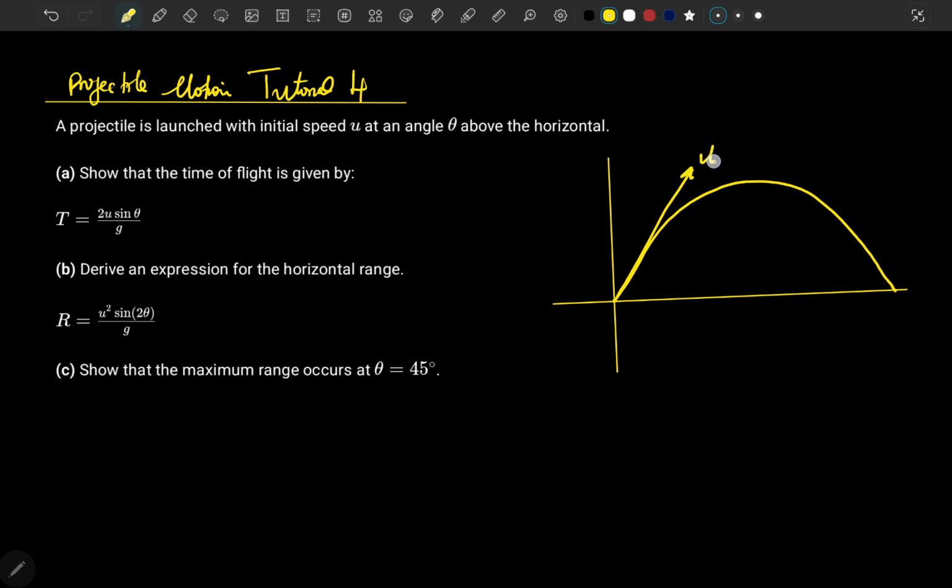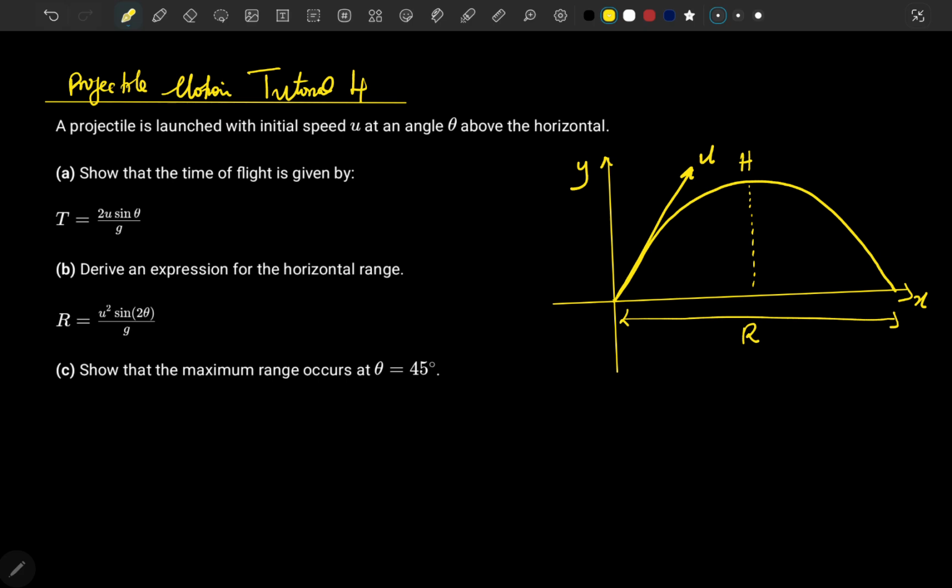So this is our velocity. We have y there and x there. Of course, at this particular point we have our maximum height, and the distance from there to there is the range. Okay, now they're saying show that the time of flight is given by T equals 2u sine theta over g.